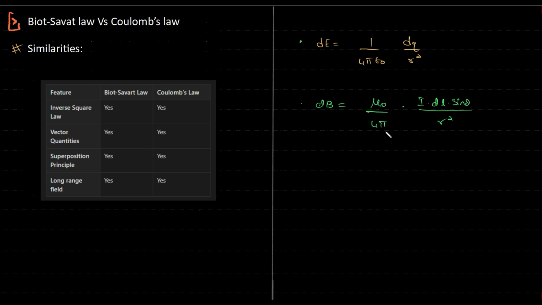So all in all, what are we looking at? Look at the similarities. So what can you see? R square, right? And you can tell there's a constant, and so on and so forth. For at least now we can tell it will follow the inverse square law. And both are, of course, vectors. Both obey the superposition theorem, right? So we can add up in vector form and all of that. Both are long range.